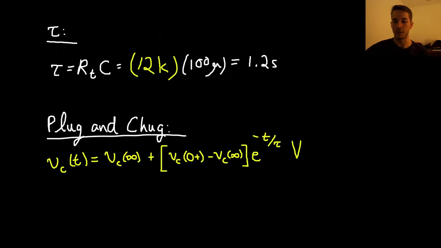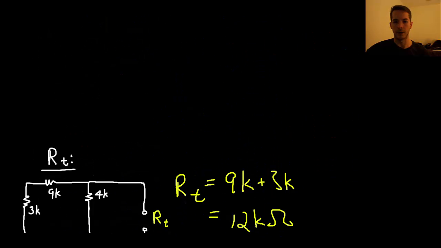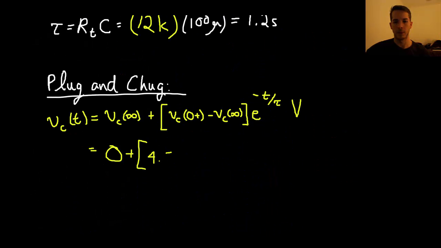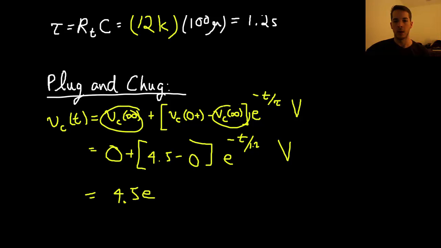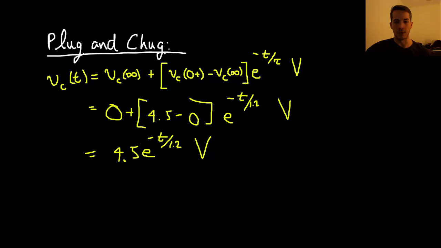Alright, then we just plug and chug. VC of infinity was 0, VC of 0 plus was 4.5, so VC of t equals 0 plus 4.5 minus 0 times e to the minus t over 1.2. Now, when you have the infinity condition, if this term right here is equal to 0, it's called the natural response. And if it's non-zero, it's called the forced response. That's not really too important, though it's good to know. Alright, so this would be your final answer right here.